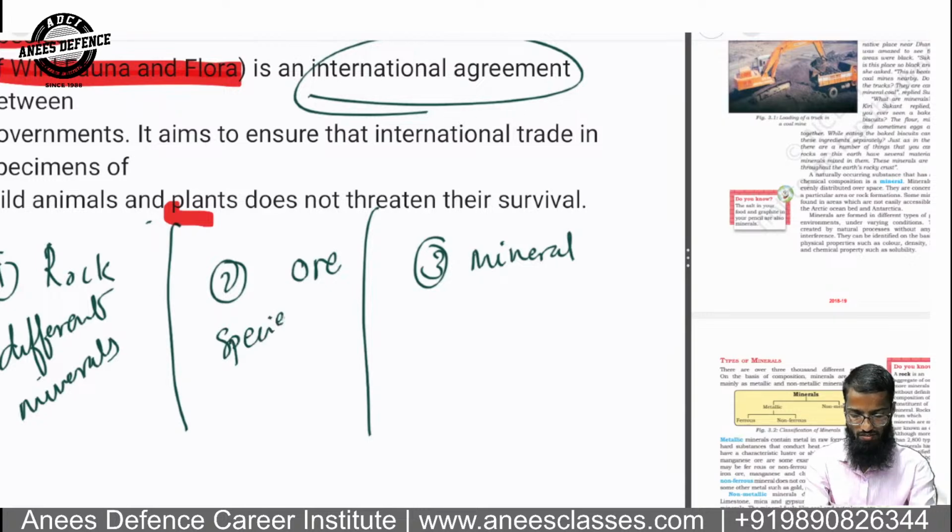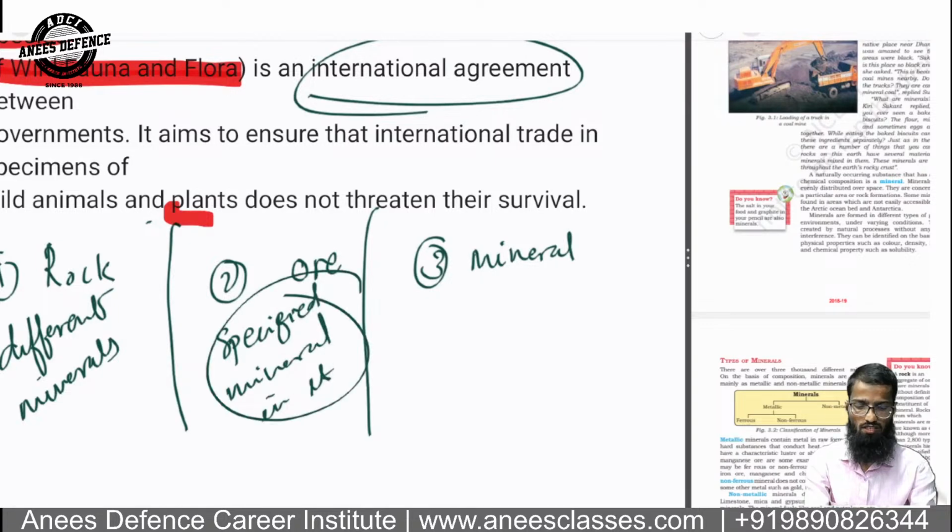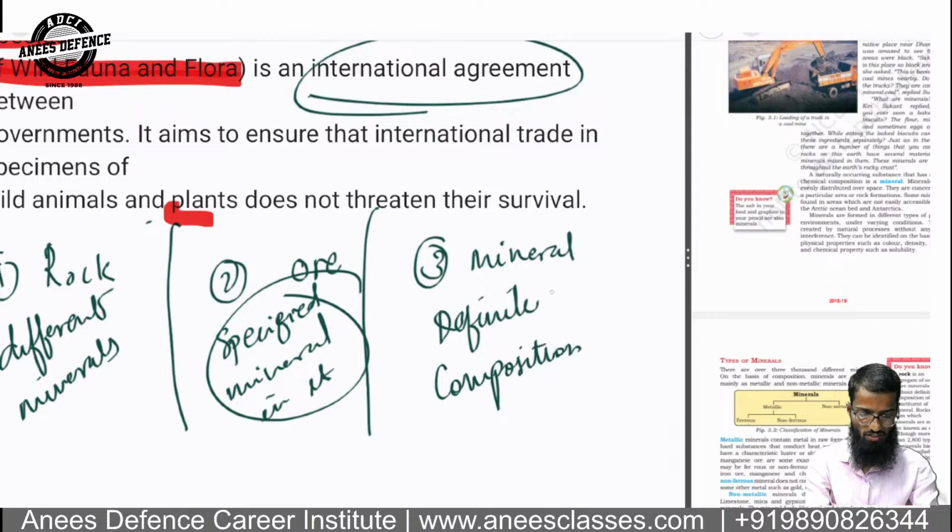Ore has a specified mineral in it. Is it clear? Mineral has a definite composition. Mineral has a definite chemical composition. Is it clear?